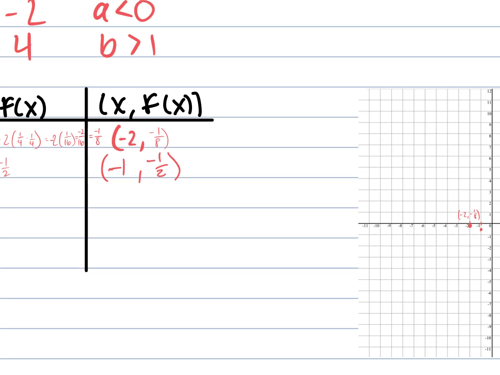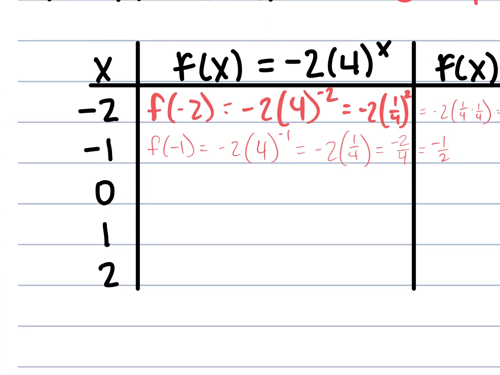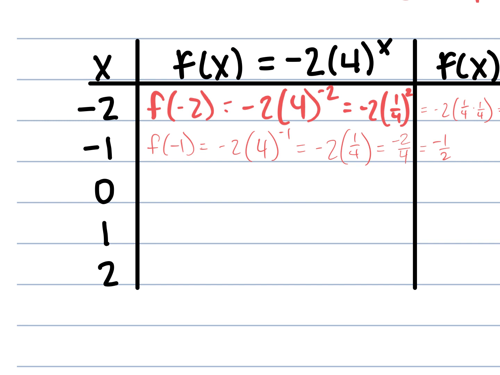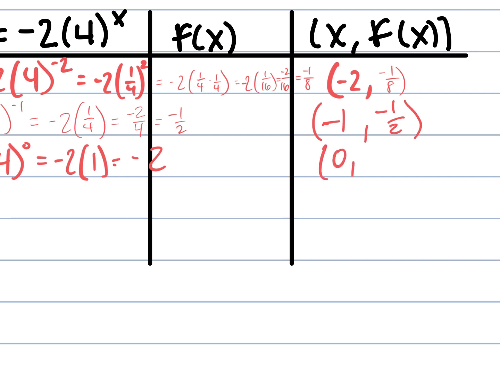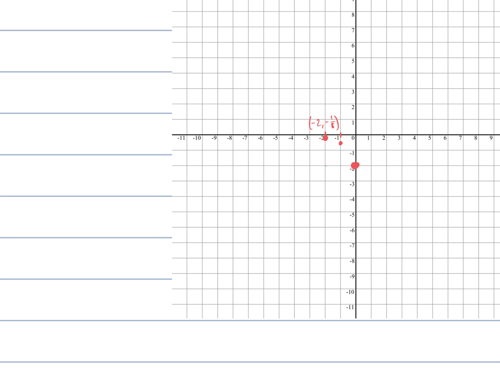Okay. Next one, we plug in what for x? So f of 0 equals negative 2 times 4 to the 0, which is negative 2 times, what's 4 to the 0? So it's negative 2. Negative 2 times 1 is negative 2. So my next point is 0, comma, negative 2. Plot it, and we got our third point.